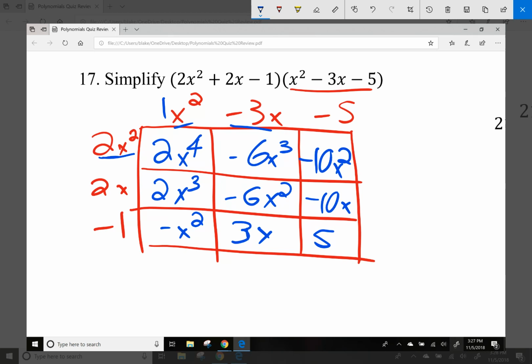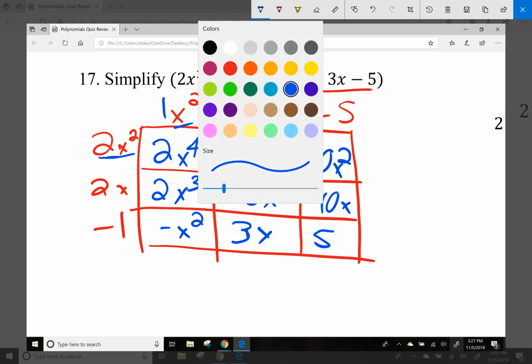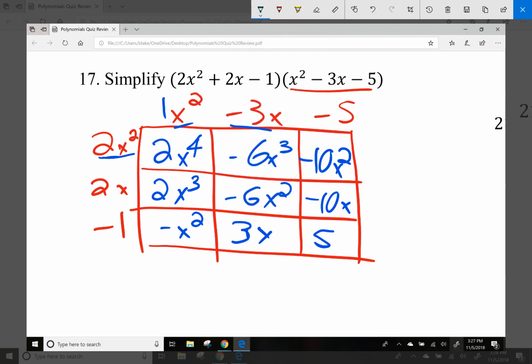So I'm multiplying. My multiplying is done. Now I have to write my answer out. So to write my answer out, I just combine like terms. So I look for the biggest degree term first. And I notice, hey, that 2x to the fourth, there's no other x to the fourth term. So I'll just write it as part of my answer. I've got a couple x to the third terms, though. So that's a 2x to the third minus 6x to the third. And 2 minus 6 makes negative 4. So negative 4x to the third.